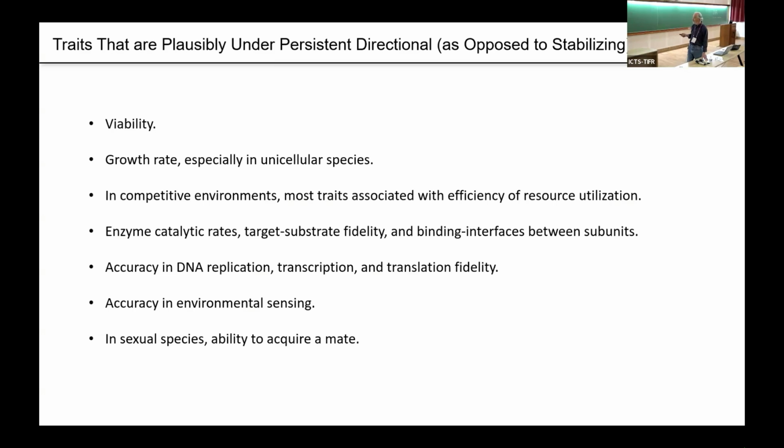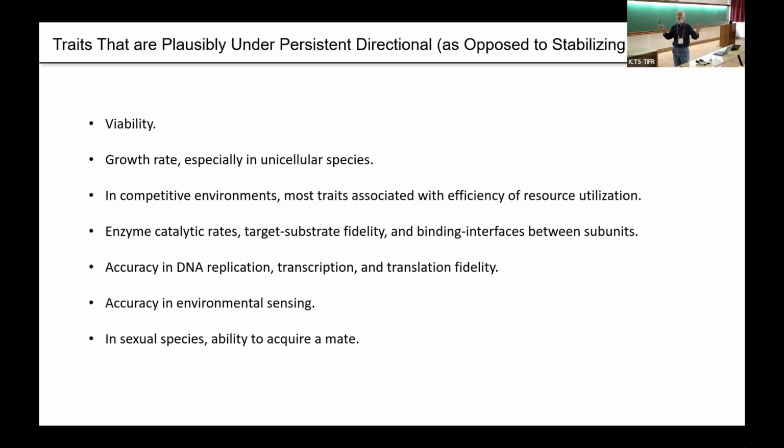Now, I'm going to be focusing on situations where there is a persistent directional selection on a trait, like viability. Presumably, it's usually good to have higher viability. Maybe we don't all agree on that, but I'm all for having enhanced viability. Growth rate, especially in unicellular species, I mean, that's fitness in your particular environment. Traits associated with efficiency of resource utilization, enzyme catalytic rates, DNA replication, and so on. There are many traits that are presumably under stabilizing selection.